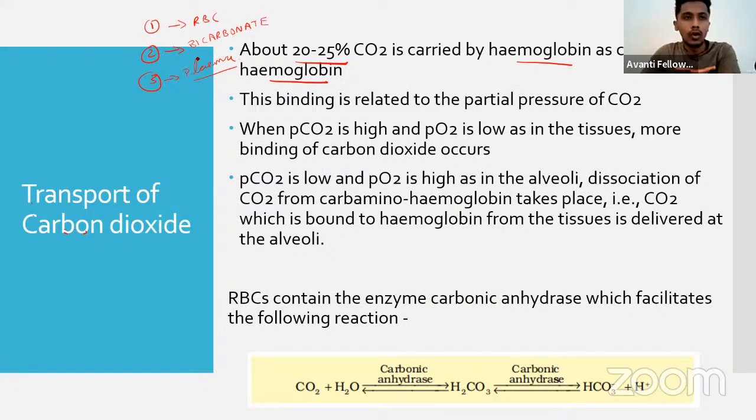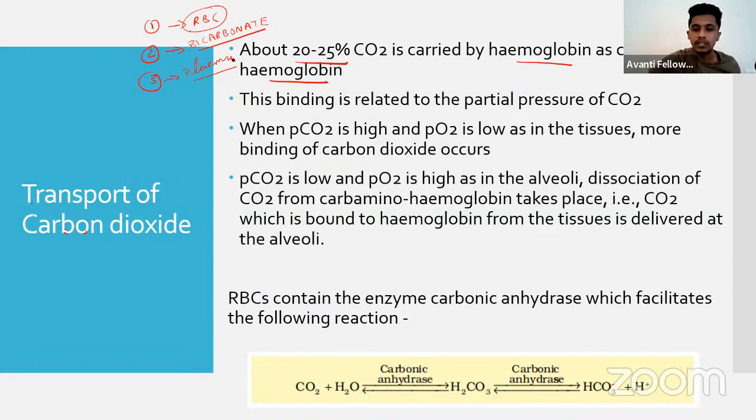So we understood that only 20 to 25% of the carbon dioxide is carried by the hemoglobin as carboxyhemoglobin. Again, this binding of carbon dioxide to hemoglobin is based on the partial pressure. Understood? So carbon dioxide has a kind of low affinity or low attraction towards the hemoglobin molecules compared to that of oxygen. Now, when it comes to bicarbonate, bicarbonate is the highest form in which the blood carries this carbon dioxide.